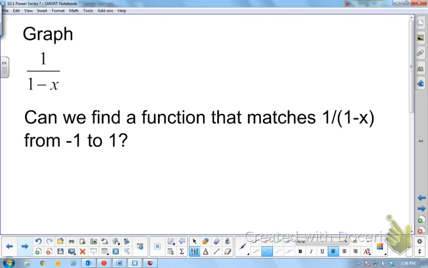So we're going to experiment here for a minute. We're going to graph 1 over 1 minus x. And we're going to try and find ourselves a polynomial function that matches 1 over 1 minus x from -1 to 1, or matches pretty closely.